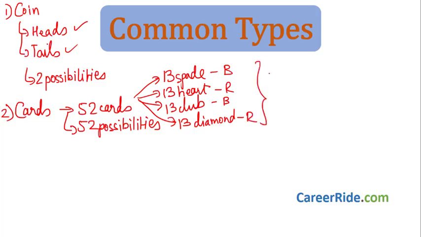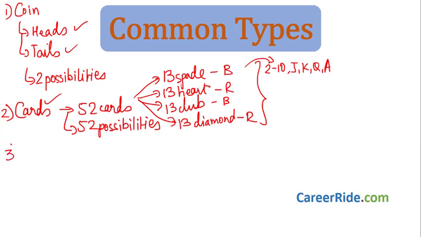Out of these 52 cards, for each suit we have cards numbered from 2 to 10. There is a jack, a king, a queen and an ace. So there are 26 red cards and 26 black cards. Problems or numericals can be asked based on cards.